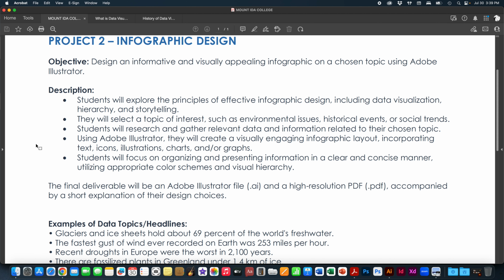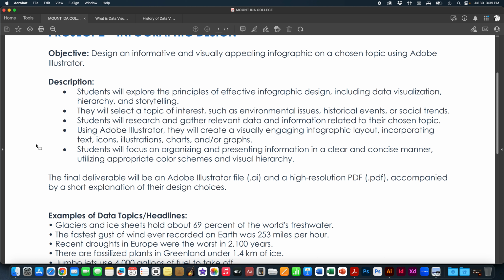Obviously, we're going to be using Adobe Illustrator. You're going to create a visually engaging infographic layout incorporating text. So yes, we do get to use typography in this assignment. And since we just went over the type tools in Illustrator and a little bit about typography in general last Tuesday, you now have some tools to use in your typographic portion of this. You can use icons. You can use illustrations, charts, graphs, pretty much anything you want to create that will work in that area. You focus on organizing and presenting your information in a clear and concise manner.